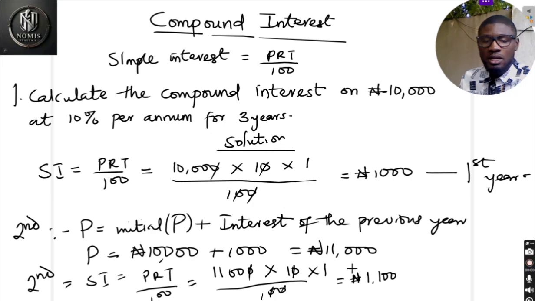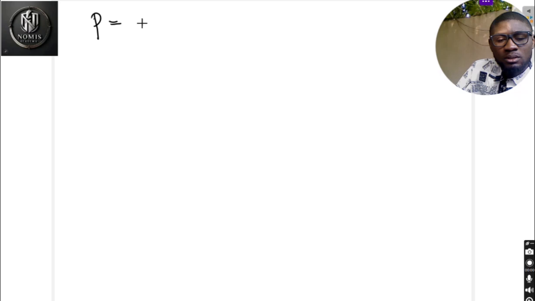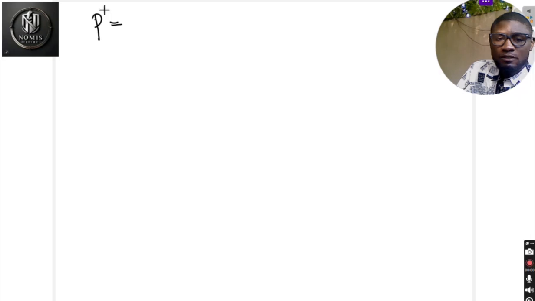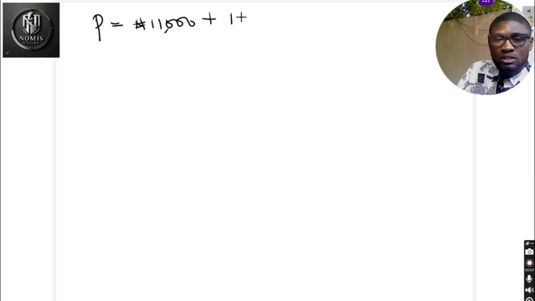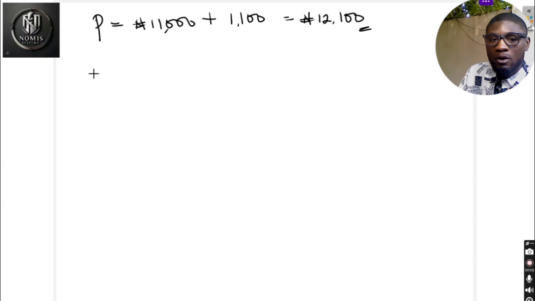So let's calculate the new principal for the third year. The initial principal for the second year was 11,000, plus the previous interest, which was 1,100. So that makes 12,100. So this becomes our new principal for the third year, since we're asked to calculate for 3 years.